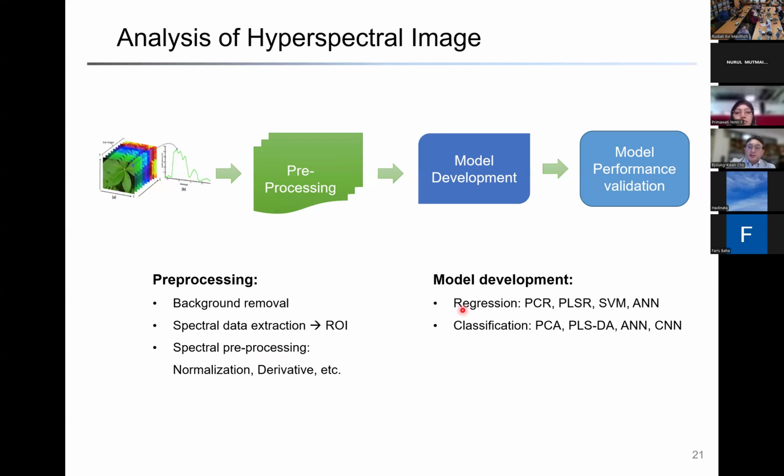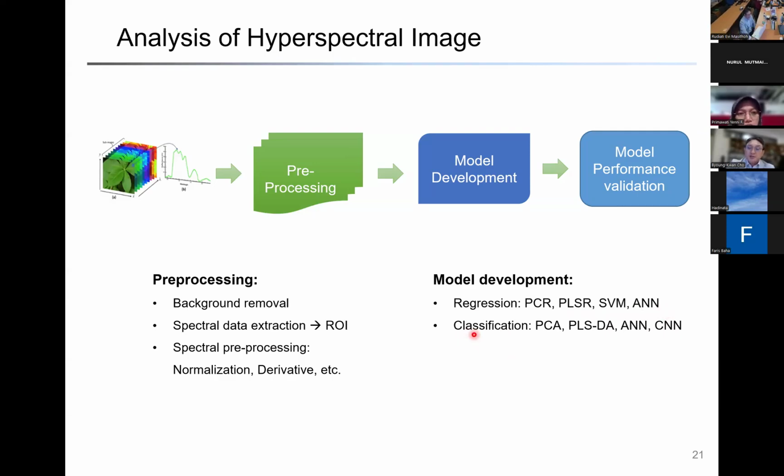And then we need to develop a model, with two kinds of modeling: regression models and classification models. For a regression model, for example, if we want to predict the sugar content or water content using a spectrum, we need a regression model. There are several types of regression model: principal component regression, partial least square regression, support vector machine, and artificial neural network, etc.